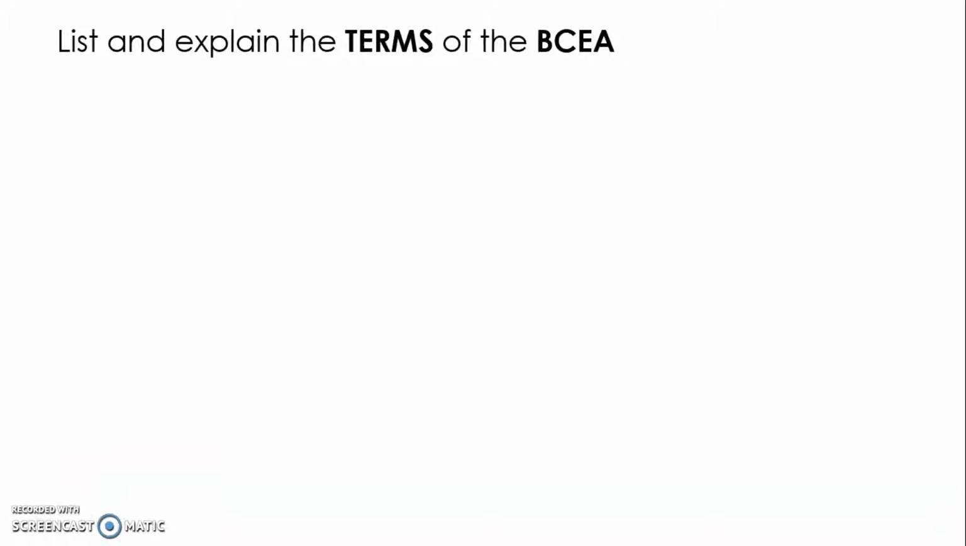Good day, everyone. Let's look at our question. List and explain the terms of the Basic Conditions of Employment Act. Please note that this is part 2. As a reminder, we need to focus our attention on the cognitive verbs.